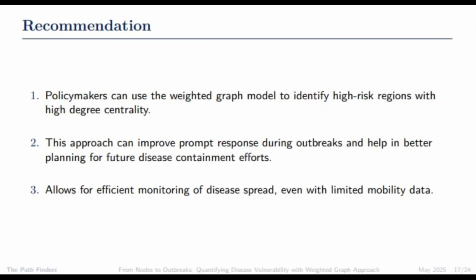One is to inform policymakers. The weighted graph model can help identify high-risk regions that require immediate attention. Another is to enable faster response. Knowing which areas are most vulnerable allows for quicker deployment of medical resources and containment measures. Next is improved health planning. This approach can enhance long-term planning for public health and disaster preparedness. And lastly, function with limited data. Even when detailed mobility or contact data is unavailable, this model provides useful insights into disease spread patterns.